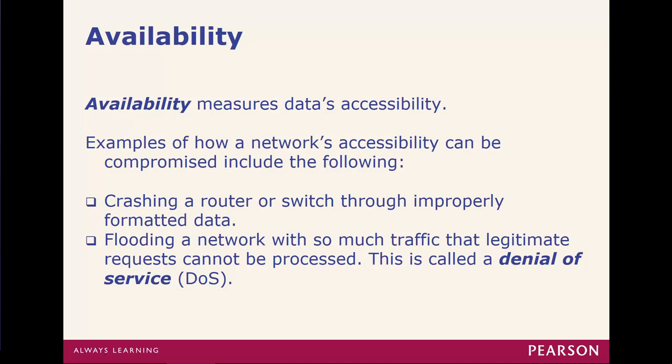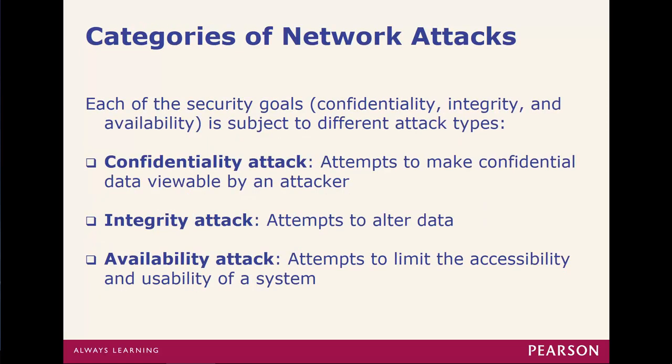Examples of how network accessibility can be compromised could be crashing a router, crashing a switch, some type of denial of service or distributed denial of service, or pegging whatever resource you're trying to gain access to and having lots of people try to access it, so there's no availability for it. In terms of overloading, like a file server or an FTP server.